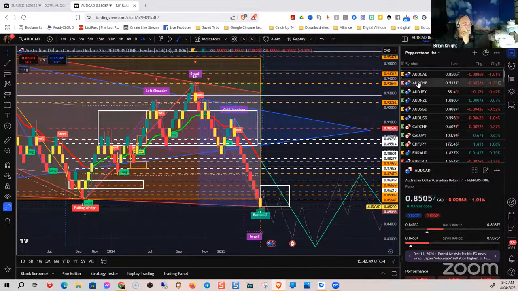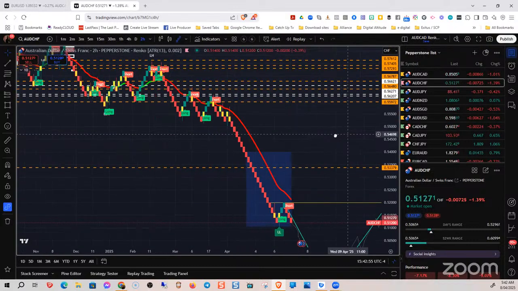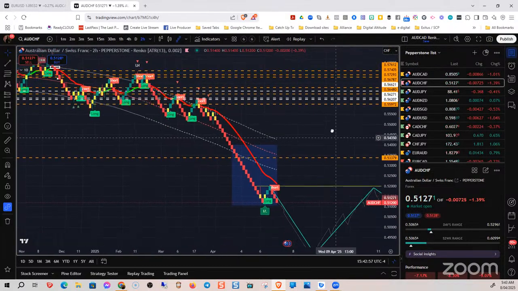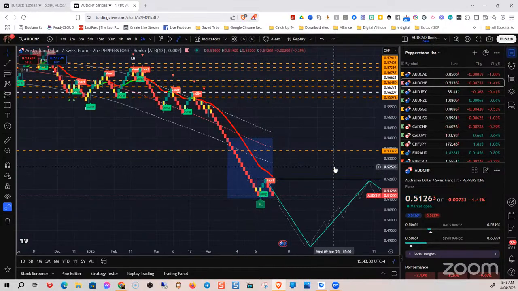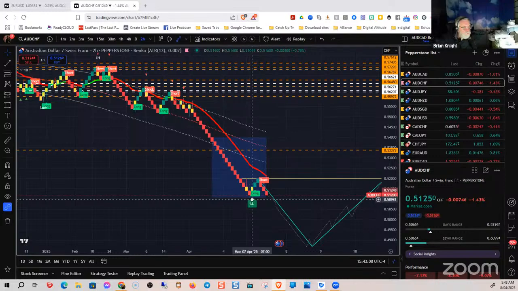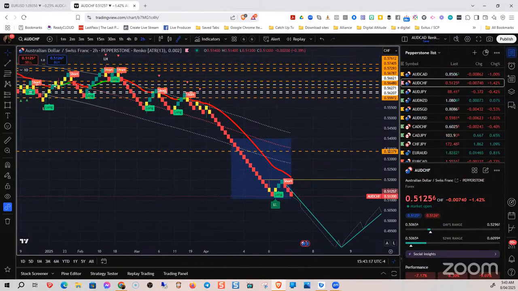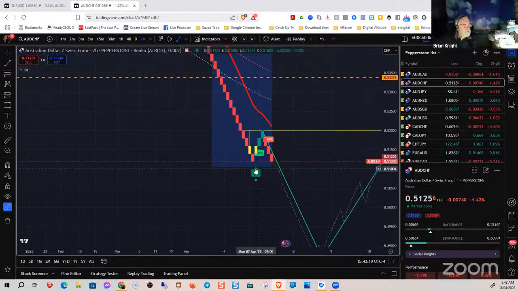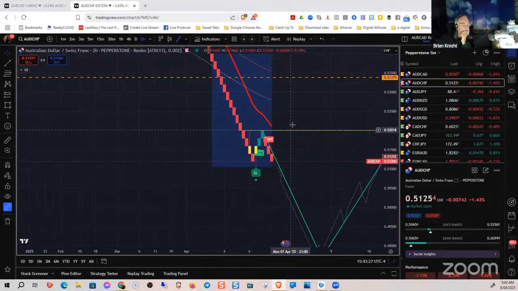Okay, the ADCHF thing. Let's have a look and see where it's at. Same thing, there's your wick. It came up, didn't beat it and then dropped off again. So what's it telling you? Well, it's still selling off. Yeah, but it's also got to beat this wick down here to keep going lower. But it could just go to here and then bounce back up again too.